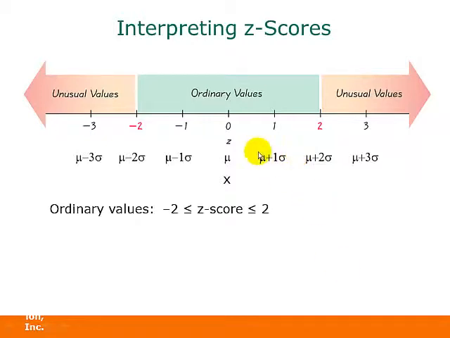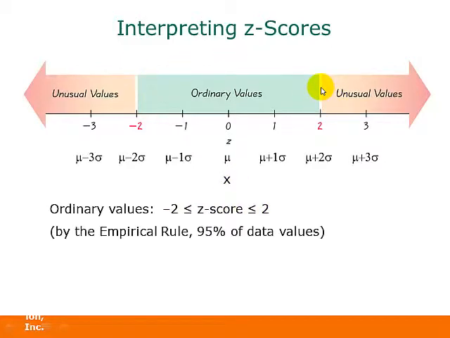Now, what this picture is also saying is that what we consider ordinary values are anything with a z-score between -2 and +2. So in this range. And the empirical rule would tell us that 95% of our values ought to be in between those two places.